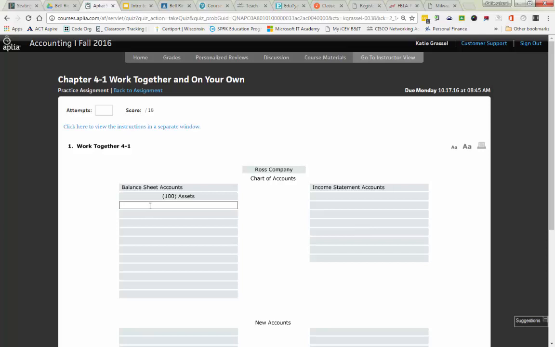Now, this tends to be the most confusing part of organizing your assets. Expenses are easy to organize because they're in alphabetical order. Our accounts receivable and our accounts payable are in alphabetical order. Our assets are in order of liquidity.